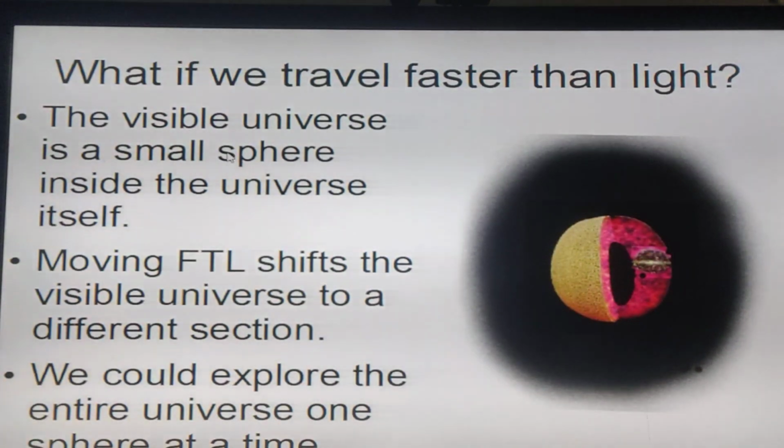So basically, the visible universe is a small sphere, 13.8 billion light years small. It's a small sphere inside the universe itself. Now the question becomes, what if you move faster than light? Well, if you move faster than light, this piece here, the visible universe, shifts along with it. So no matter where you are, no matter how fast you're going, you're just going to be stuck inside the universe itself. And if we go faster than the speed of light, we would actually be able to explore the entire universe, one sphere at a time.